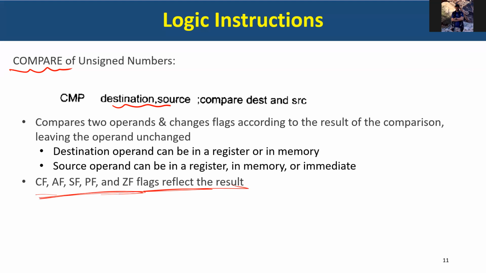So OR affects the destination. XOR affects the destination, but the compare here, CMP, doesn't affect the destination. It only affects the flags based on the comparison between the source and the destination, whether they are equal or one of them is greater than the other. The destination operand can be a register or a memory. The source operand can be a register, memory, or immediate, just like the AND, OR, and XOR.